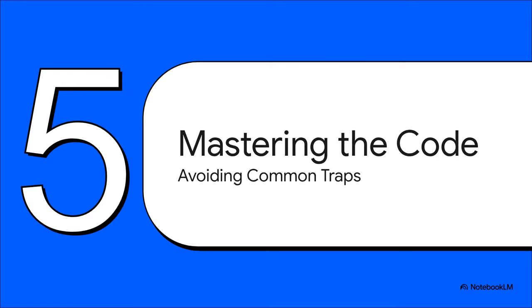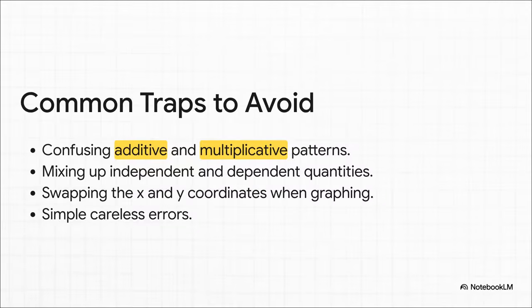But mastering the code isn't about never making a mistake. It's about learning to spot the common traps ahead of time so you can just sidestep them. So here are the big ones to watch out for. First, mixing up additive and multiplicative rules. That's why we always test for both. Another big one is getting your independent and dependent quantities backwards. Just remember, cause and effect. A classic trap is swapping x and y when you're plotting points on a graph. And finally, simple little mistakes, like seeing a ×2 pattern but accidentally writing +2. Honestly, just knowing these exist is half the battle.